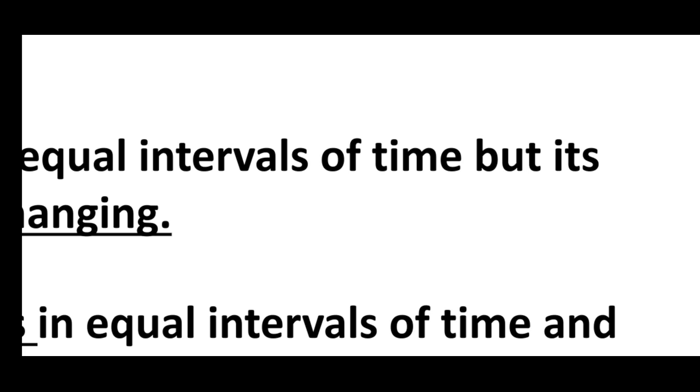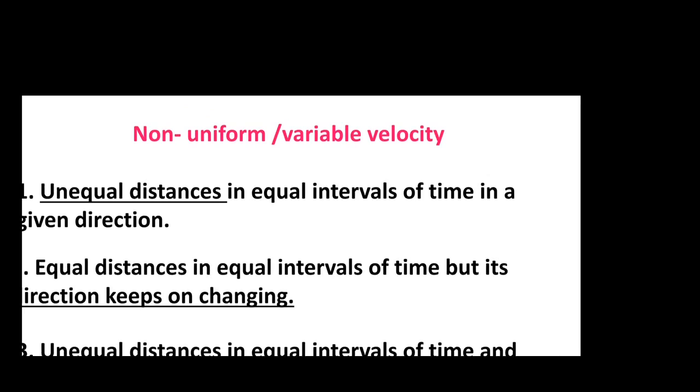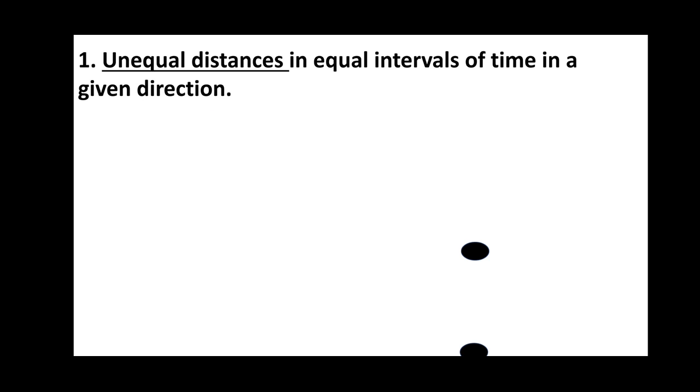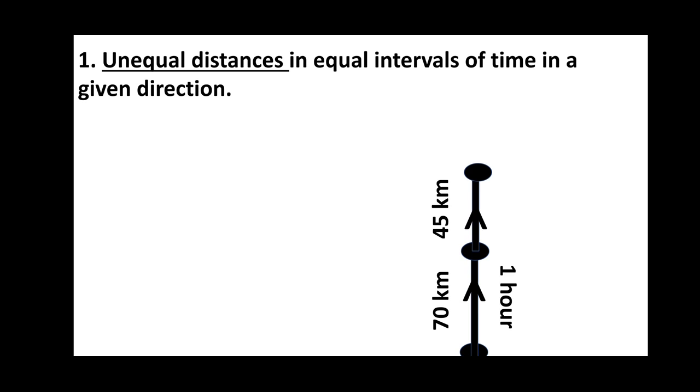That is, covering unequal distances in equal intervals of time in a given direction means if a car moves 70 km north in the first hour of its journey, 45 km north in the second hour of its journey, and 56 km north in the third hour of its journey.